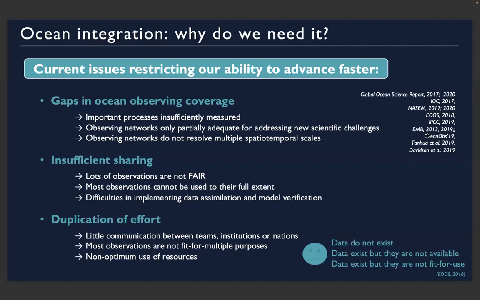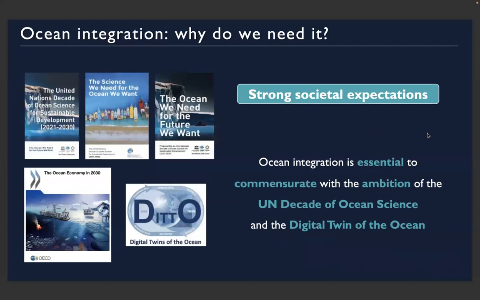So to summarize, basically, the problem is that the data do not exist, or the data exist, but they are not available, or the data exist, but they are not fit for use. And the second reason why we really need ocean integration is because today we have strong societal expectations. And ocean integration is essential if we want to commensurate with the ambition of the UN Decade of Ocean Science, and also to create a real digital twin of the ocean.